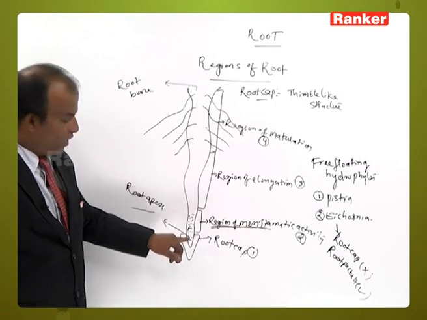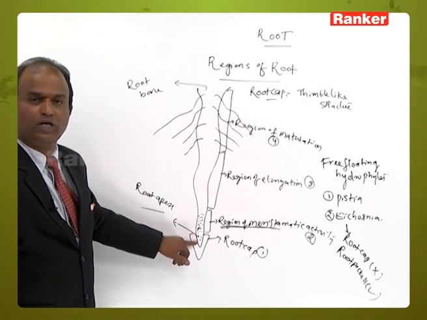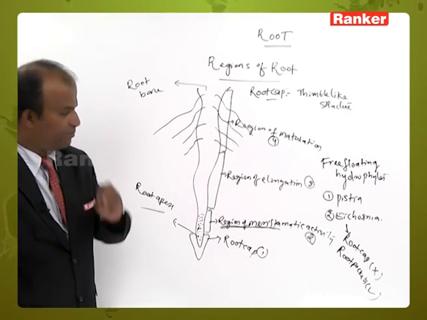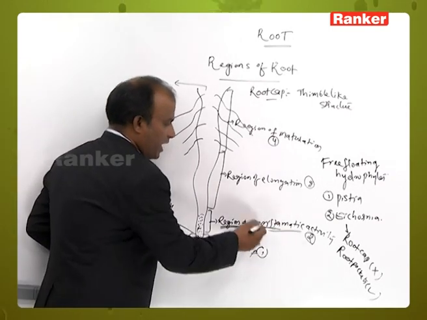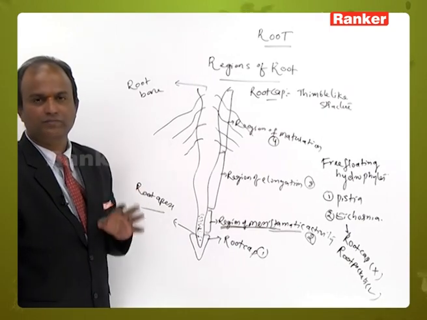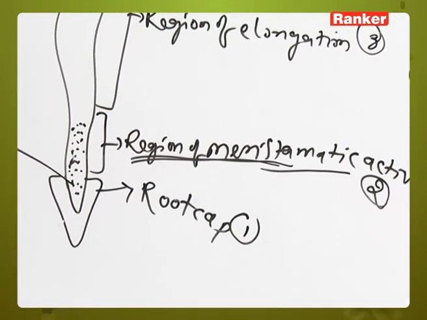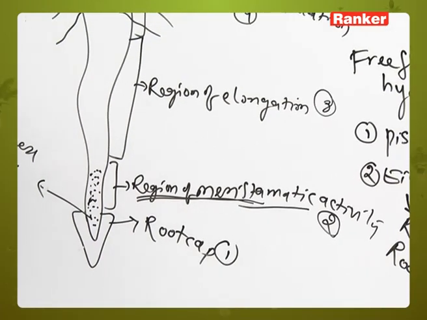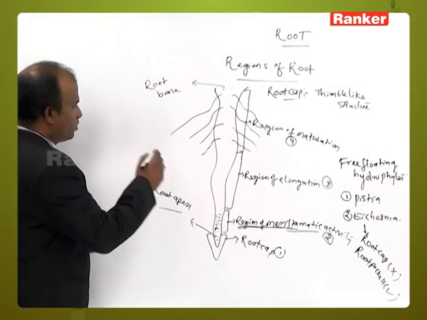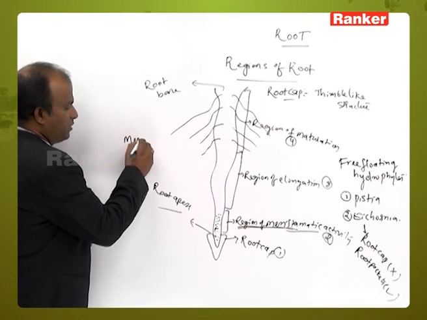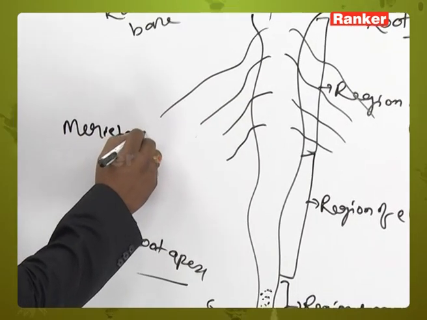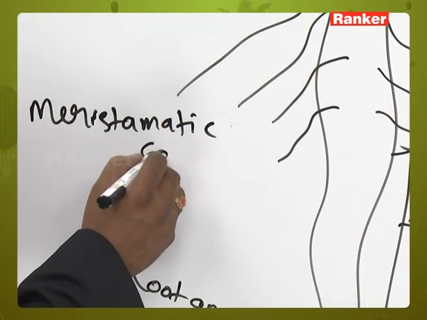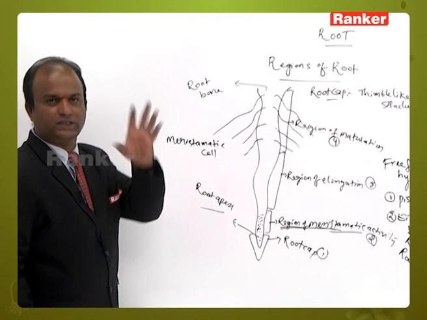Now, a few millimeters above the root cap, the region of meristematic activity is present. This region shows the cells known as meristematic cells. It shows a group of cells which are nothing but meristematic cells.